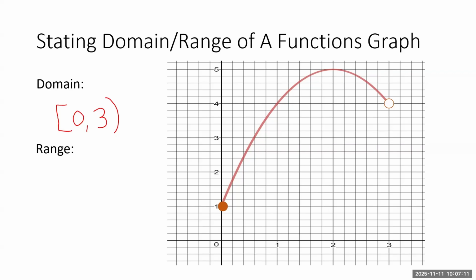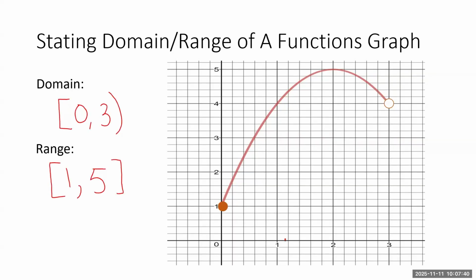For my range, I want you to observe that the lowest Y value that this function takes on is 1, and it does take that on with a closed circle. So 1 is going to be the lower bound of my range, and it goes all the way up to 5. When it goes up to 5, it does actually touch the Y value of 5. If I drew a horizontal line of y equals 5, I would see that the vertex is on this line. So I'm going to have the range of 1, 5, both with brackets, shown here.